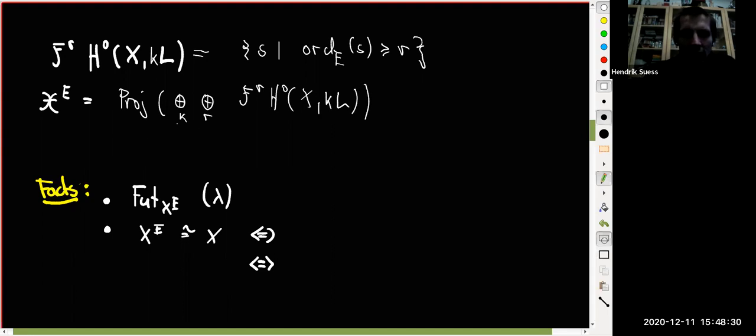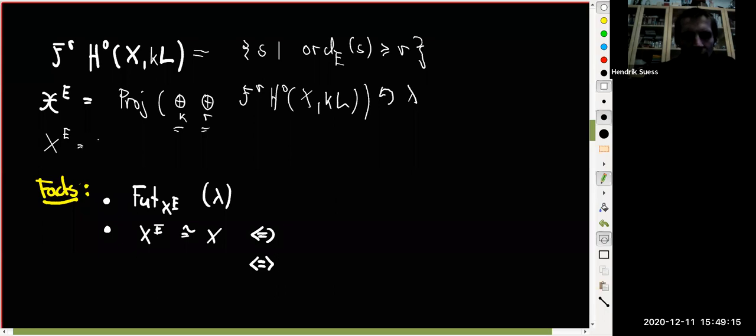Okay, and the Proj here is corresponding to the K grading. So the first grading by K is used for the Proj construction. And the second grading here induces a C star action, or a G_m action, on the whole family. And I call this lambda. Okay, and I can also look at the special fiber of this family, which I denote also by X_E, but not curly, but straight X_E.